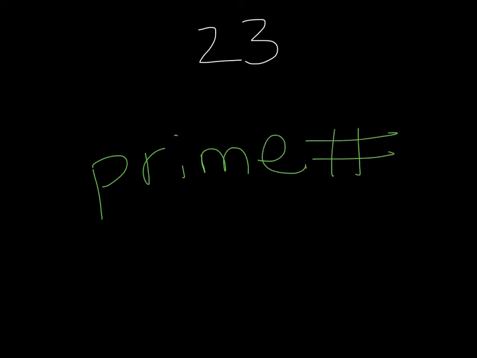for 1 and itself, which means it's a prime number. So when you have a prime number, its prime factorization is itself. So the prime factorization for 23 is 23. Don't have to do anything else with that one. All right, let's do one last example.